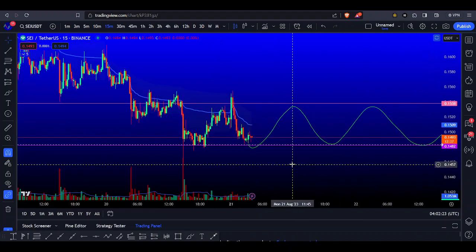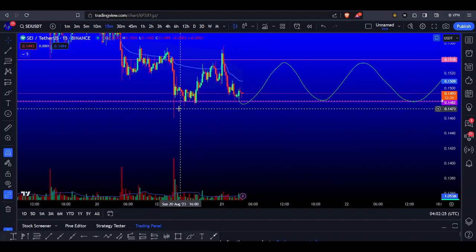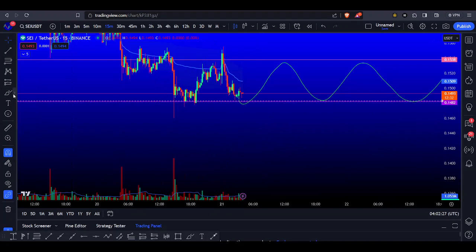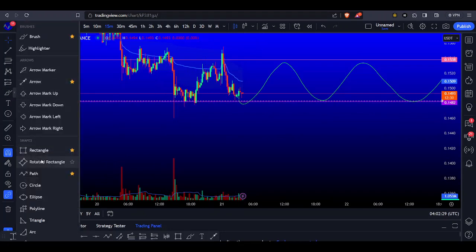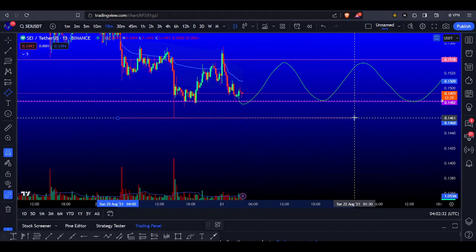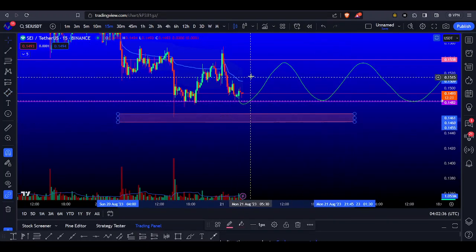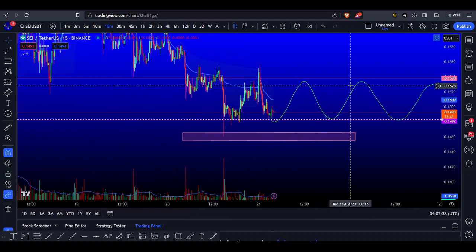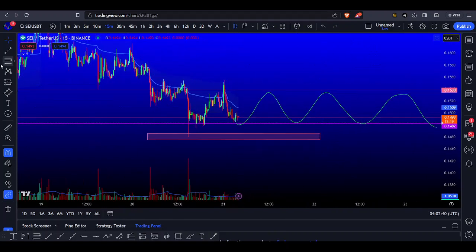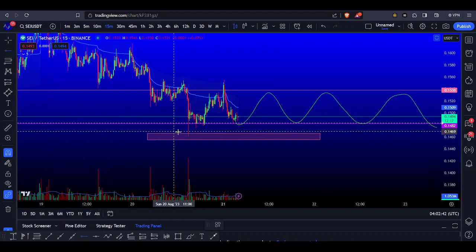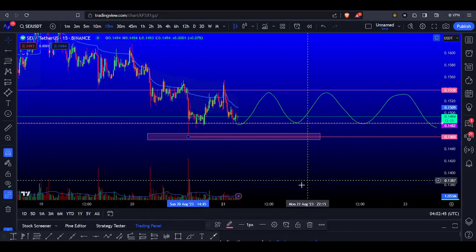So with that being said, there is a lot of liquidity in my opinion around this area, so let's go ahead and draw a box in that zone, right? So I would expect there to be a lot of liquidity right in this area. And what does that mean exactly? That's probably one of the best areas to go long if we do get price to go back down to that level, right?